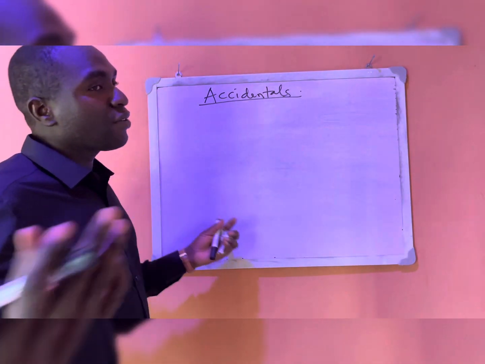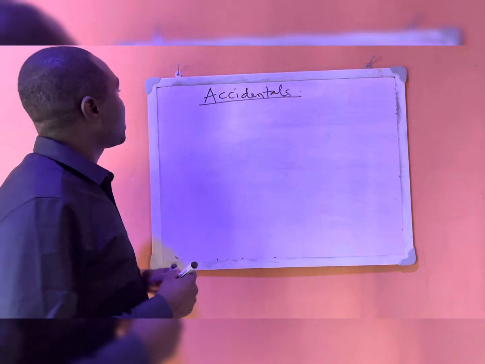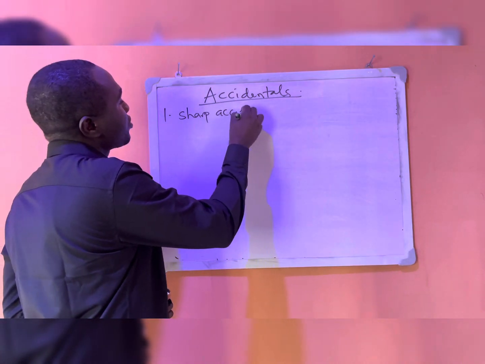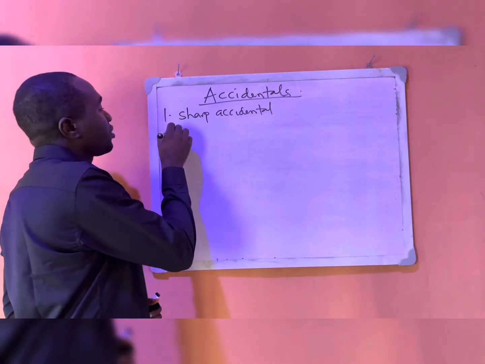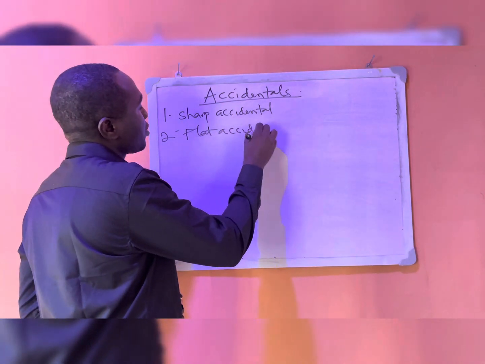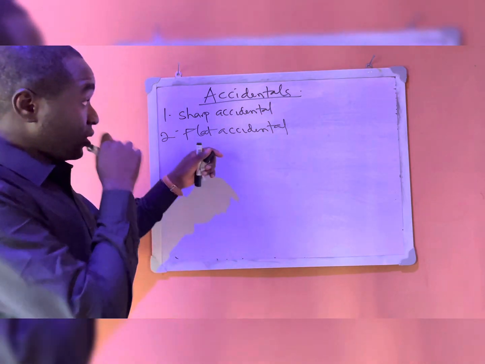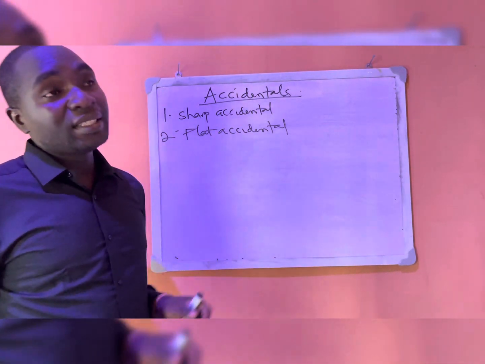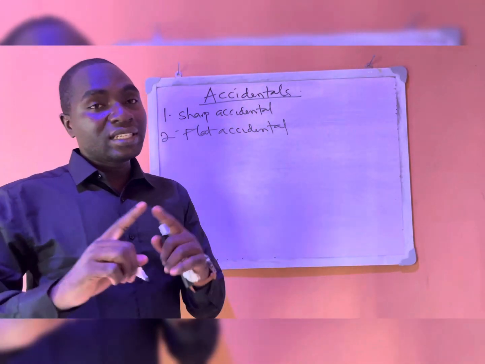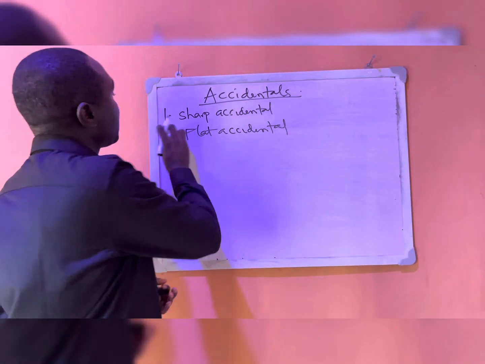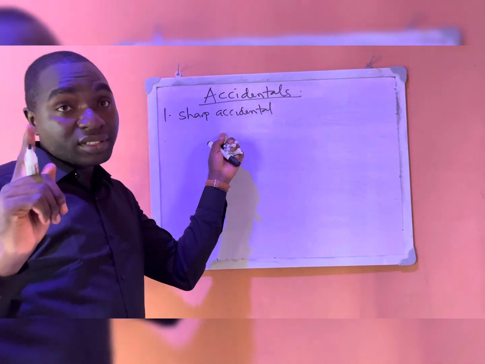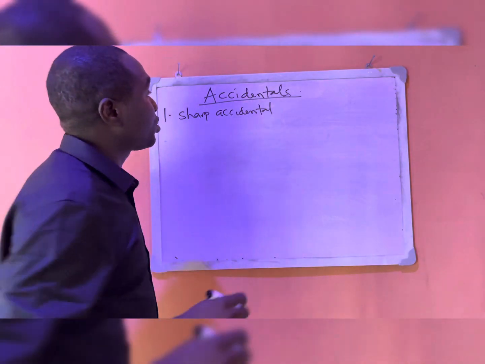So we have 5 of them or thereabouts. Some of them we have mentioned earlier. So number 1, we have sharp accidental, flat accidental, double flat accidental, double sharp accidental, and the natural accidental. So let's take them one after the other. Sharp accidental increases a note by a tone. Sharp always increases. Sharp accidental increases a note by a tone.